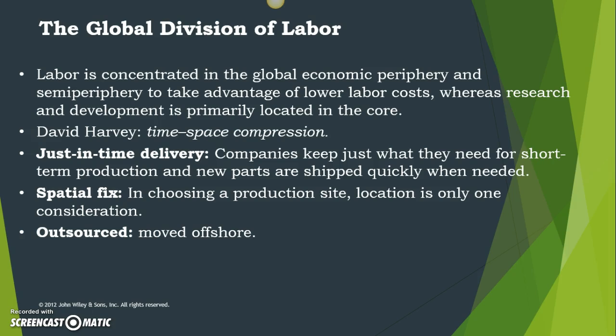First thing you need to know is that when we talk about the global division of labor, what we're really looking at is how the process of manufacturing is split across different regions and how different areas specialize in different stages of the manufacturing process. Okay, so in general, activities that require a lot of labor are concentrated in the global economic periphery and semi-periphery in order to take advantage of lower labor costs.